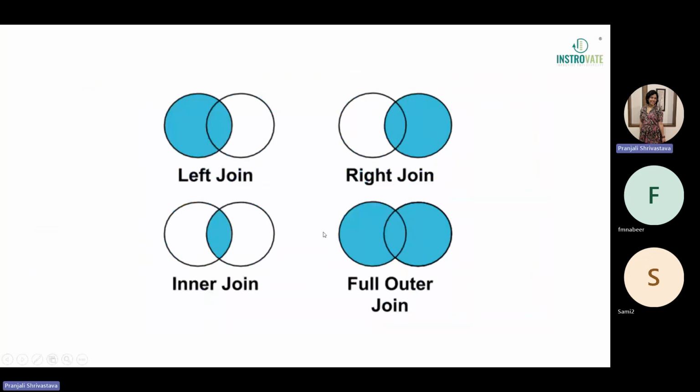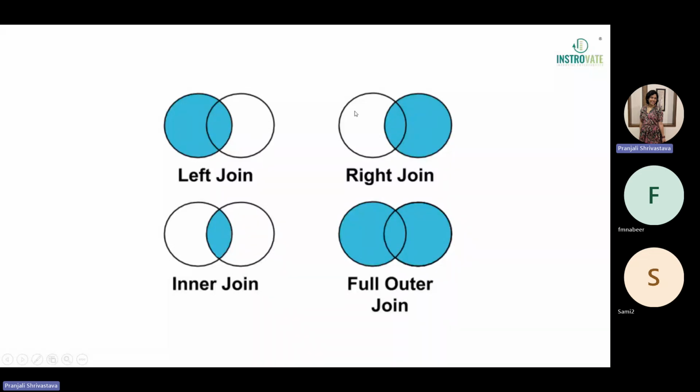So this is the Venn diagram to show how these joins work. Suppose you are joining two tables and applying the left join. What happens if you apply the left join? In the output, you will get the entire values from the left hand side of the table and only the matched part from the right hand side of the table.